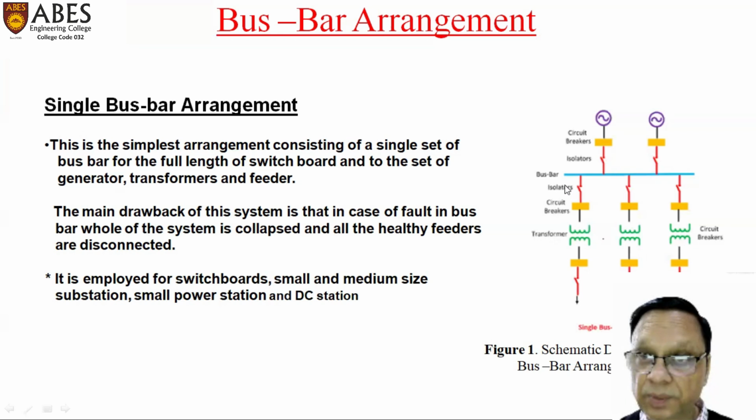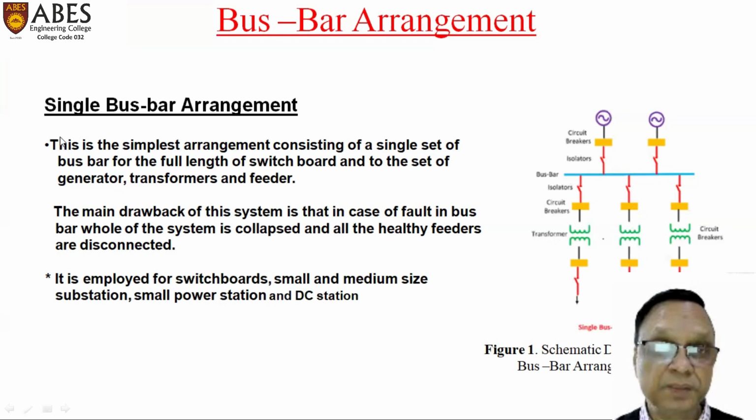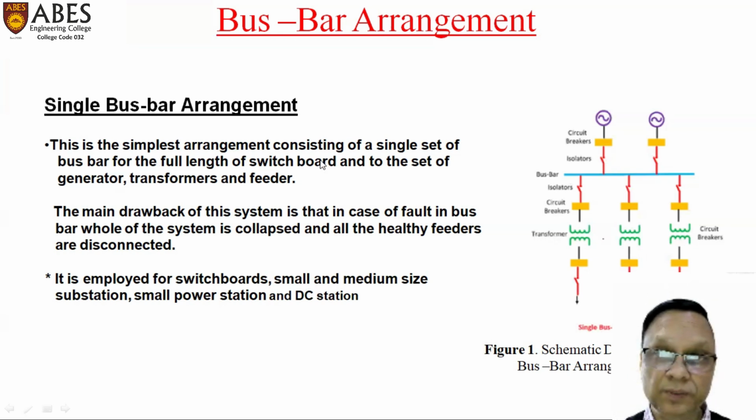Here the bus bar is only single. That is why it is called single bus bar arrangement. This is the simplest arrangement, consisting of a single set of bus bar for the full length of the switchboard. This is a switchboard. I can connect any number of loads to the set of generators, transformers and feeders. The generator is the upper part. The transformers are these green coils which you are seeing, the six coils.